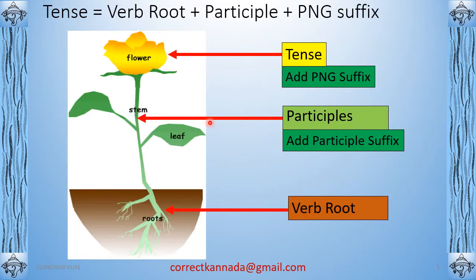Okay, so this is a slide that visually tells how tenses are formed. You have the verb root, and you have the participle, which behaves like the stem of the plant. Then you have the tenses formed after adding the PNG suffix. So the flower is basically your final formed tenses. This is just to help you visualize: the verb root, the suffix needed for the participle, and the suffix needed for PNG will automatically give you the final result, which is your tense.